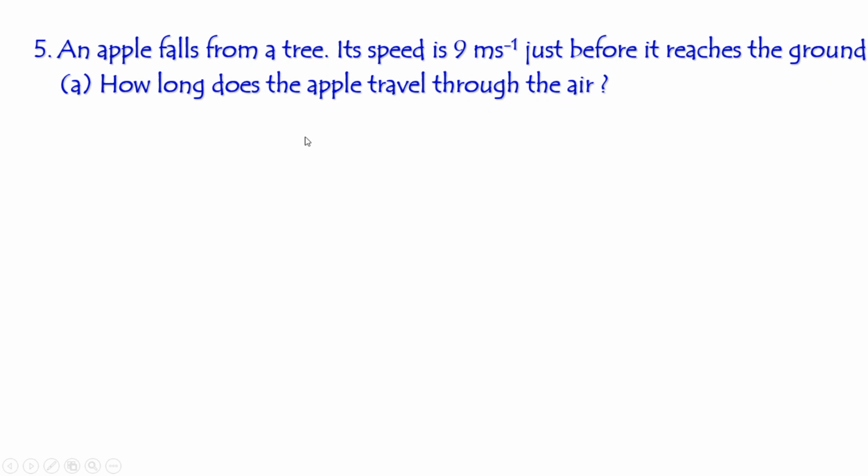Okay, for question 5. An apple falls from a tree. Just like the question we have in the first part, the apple from the tree should have a 0 initial speed. And this speed is equal to 9 meter per second. It is the final speed. That means initially it is 0, and then when it falls from a tree and reaches the ground, the speed becomes 9 meter per second. So this one is the final speed.